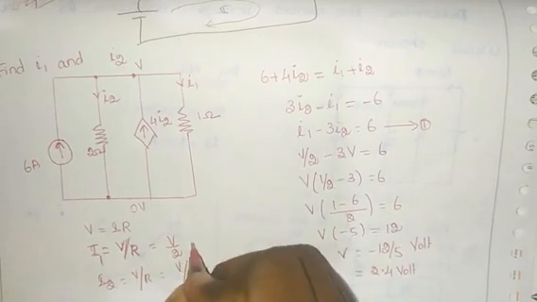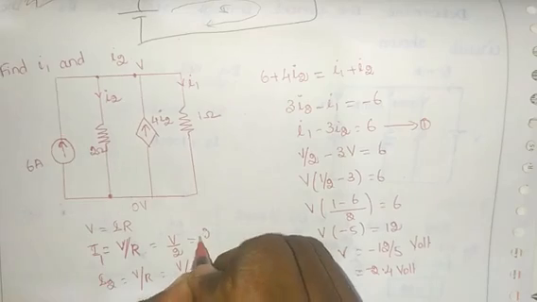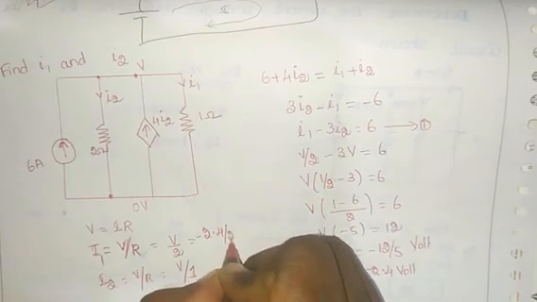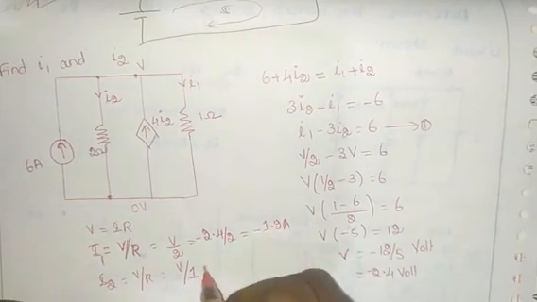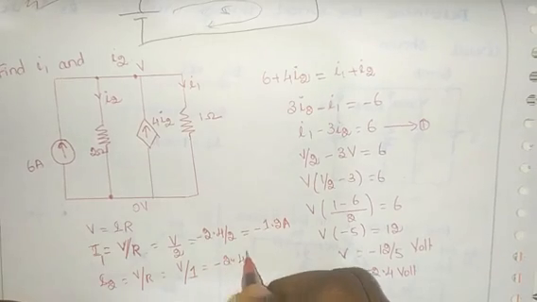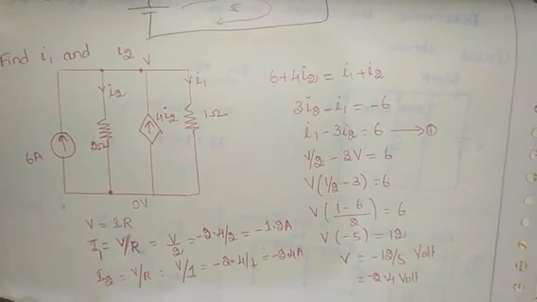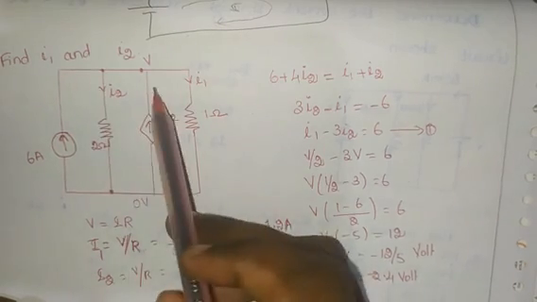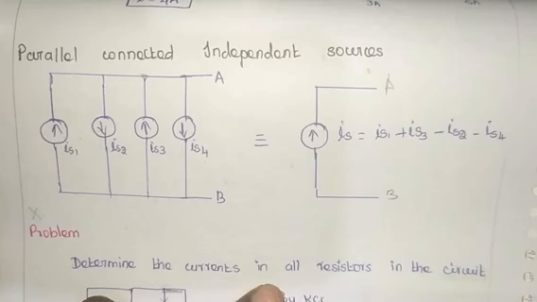Now the current value I1 is equal to minus 2.4 divided by 2, which is equal to minus 1.2 ampere, and the I2 current value is equal to minus 2.4 divided by 1, which is equal to minus 2.4 ampere. The minus sign here represents that the current direction we have assumed here is just opposite to the direction of the original current flow. We find the application of KCL at places where the current sources are connected in parallel.